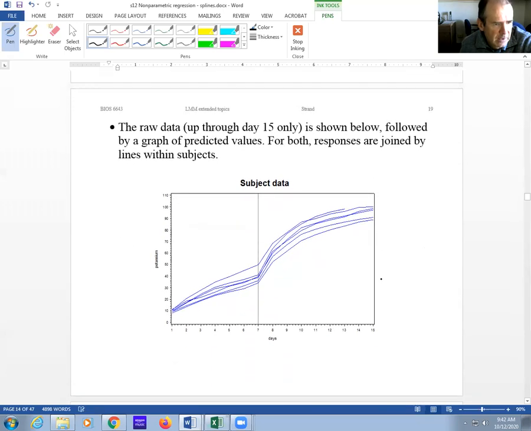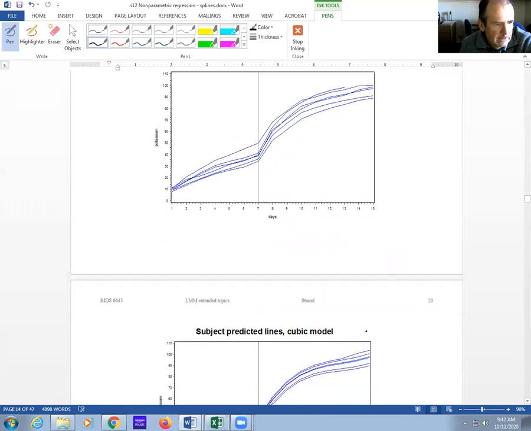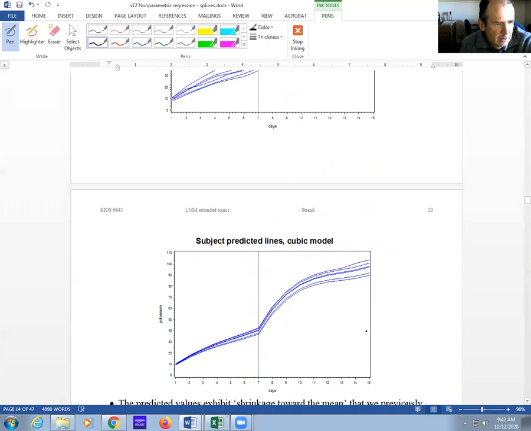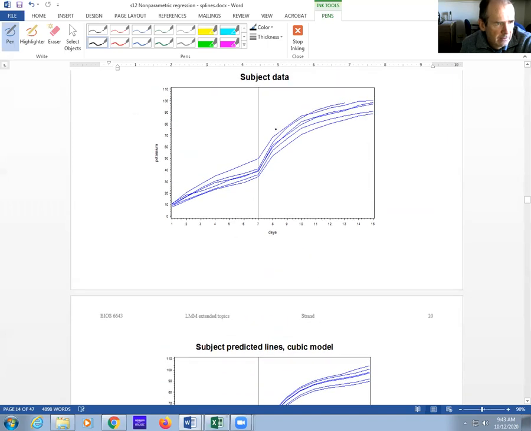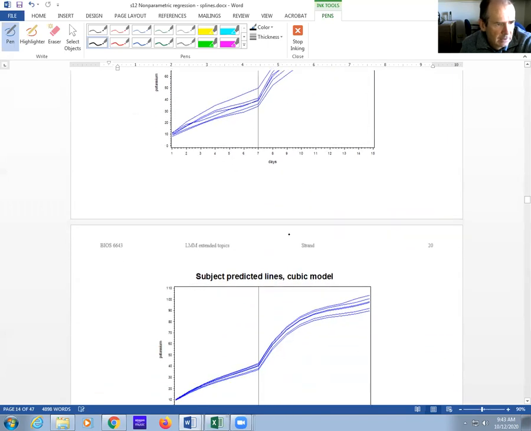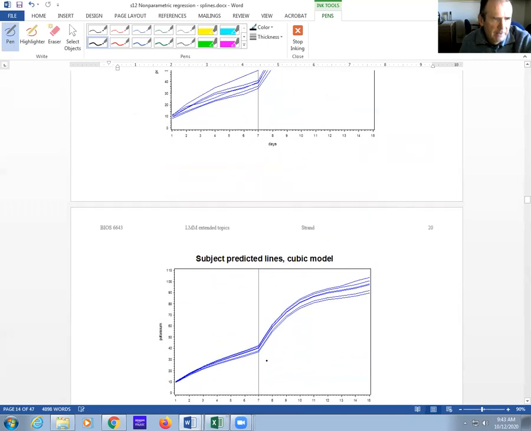So again, here's the subject data, and this is just looking up through day 15. And here's the cubic model, right? So looking at that, the actual data versus the predicted values, again, it's like taking a comb and putting a comb through it and straightening it out, to get the predicted values.